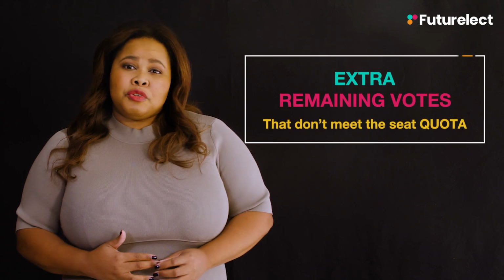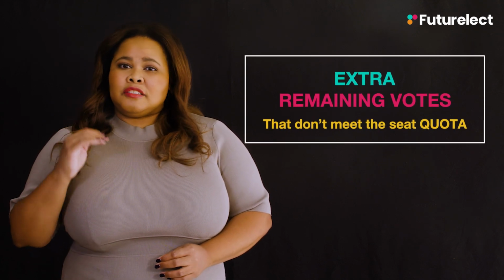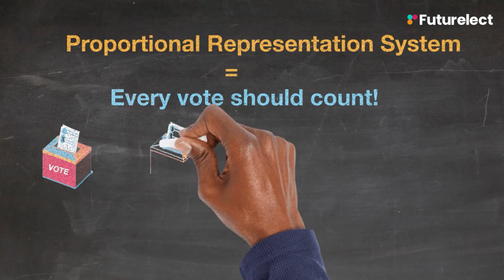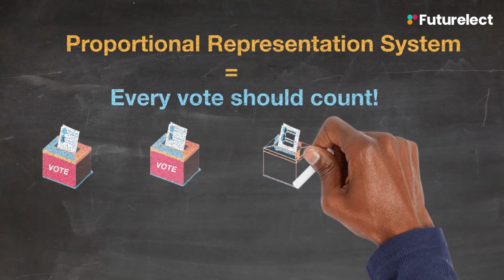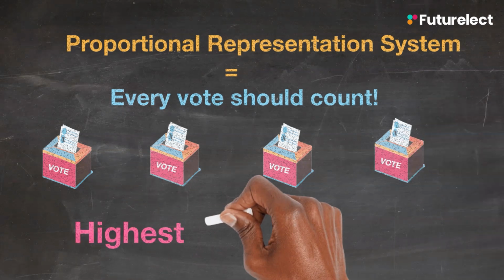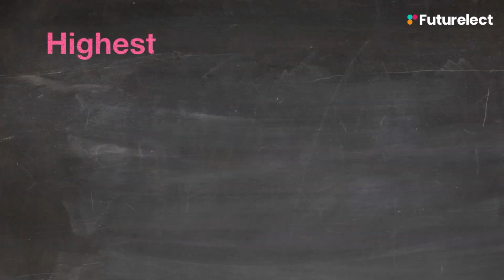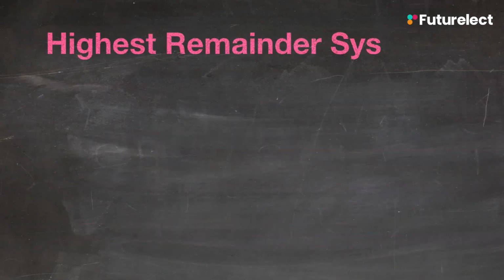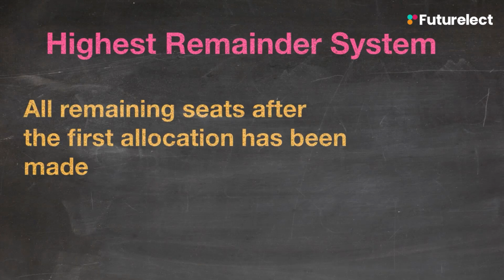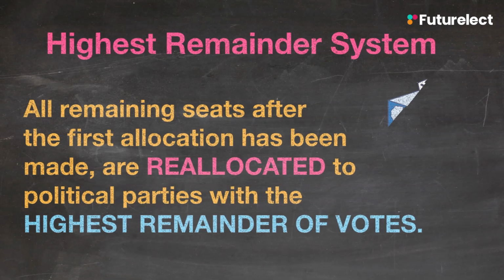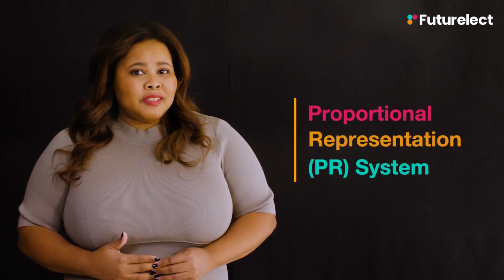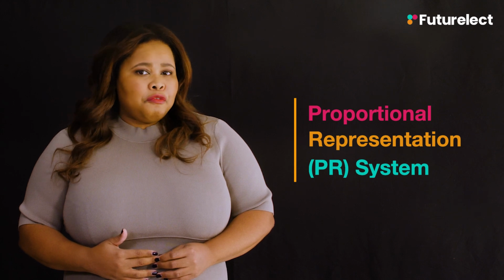When calculating seat allocation this way, there will always be extra remaining votes that don't meet the seat calculation quota. But in a PR system, every vote is supposed to count. So to deal with this, the Independent Electoral Commission uses what is called the highest remainder system to allocate seats for any remaining political party votes. The way this works is that all remaining seats after the first allocation has been made are then reallocated to political parties with the highest remainder of votes. This is one of the ways in which a proportional system is meant to ensure that no vote goes uncounted.